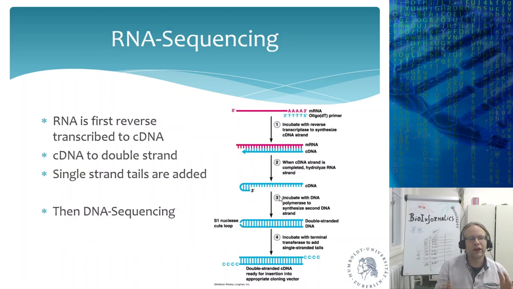So RNA sequencing is very similar to DNA sequencing. There's just an additional step: the reverse transcriptase, taking the RNA and making it into cDNA, so DNA. And then, of course, the cDNA is made double-stranded, and then you add some single-stranded tails to make sure that you can sequence them, and then you just perform normal DNA sequencing. So RNA sequencing is similar to DNA sequencing. It just has 3 additional steps. First, the reverse transcriptase step, then the step to make it double-stranded, and then single-stranded tails are added, so that you get these constructs, which you can then just perform normal DNA sequencing on.